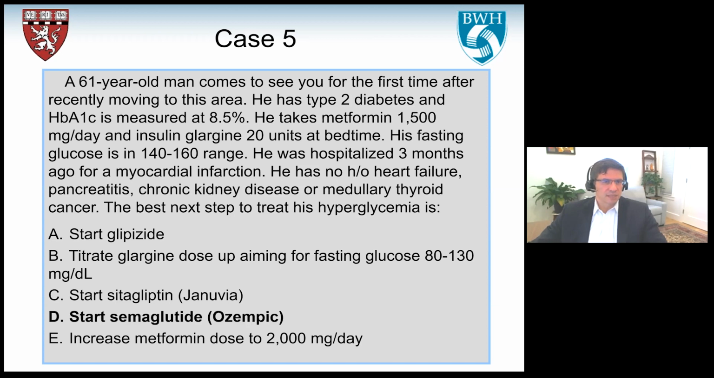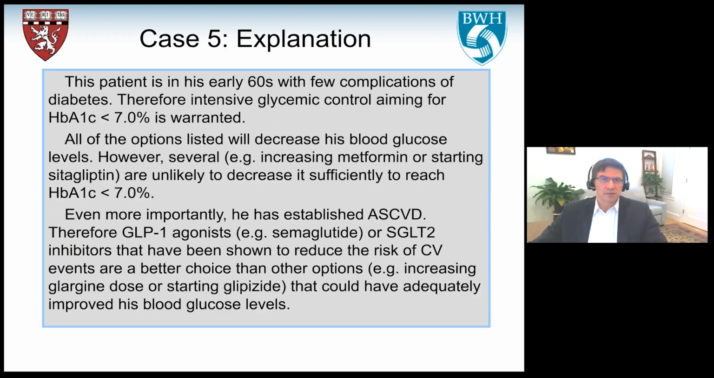And the right answer is D. Start semaglutide or Ozempic. This patient's in his early 60s with few complications of diabetes, therefore intensive glycemic control aiming for hemoglobin A1C less than 7% is warranted.